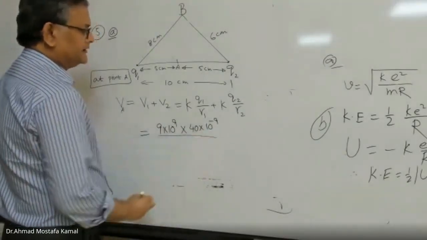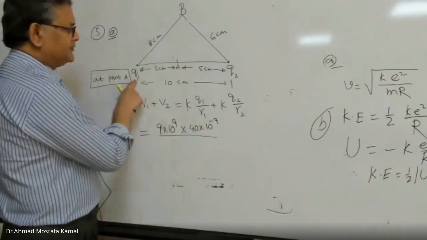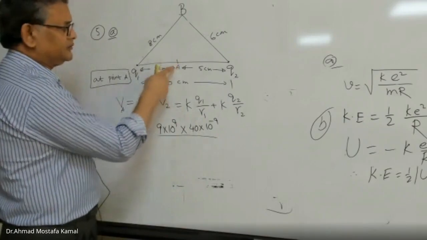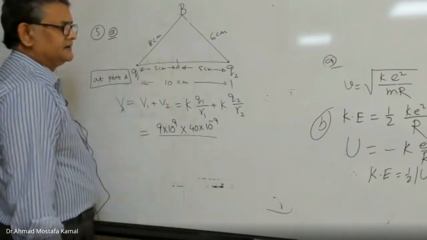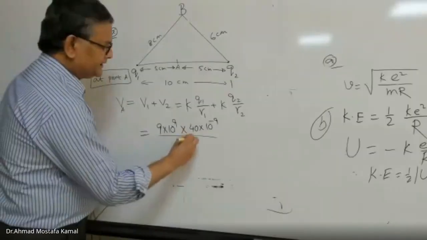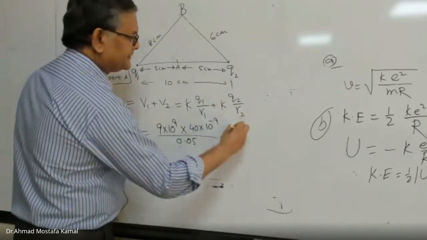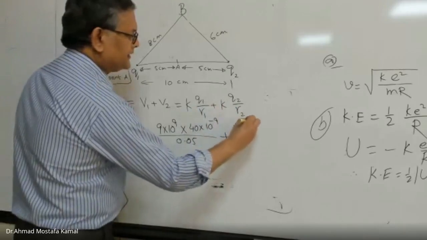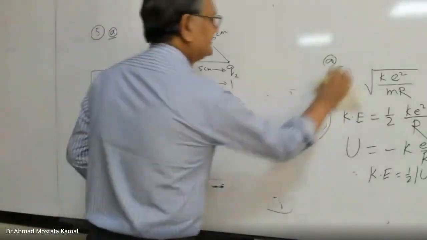And R1 is the distance between the first charge Q1 and point A, because we're calculating at point A. It is 5 centimeter, which in meter is 0.05 meter. Okay, good. Plus the second part, 9 into 10 to the power 9 is K. Q2, what is the value of Q2? Please tell me. Minus 30 into 10 to the power minus 9.